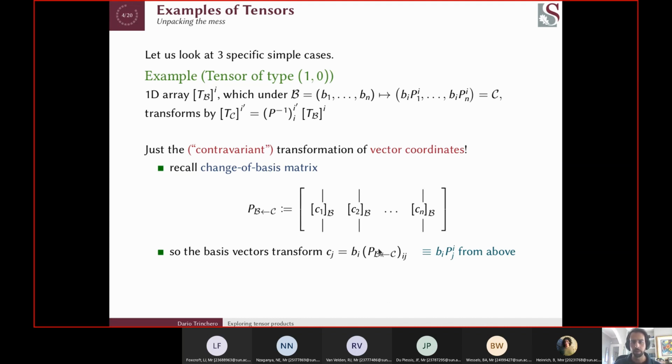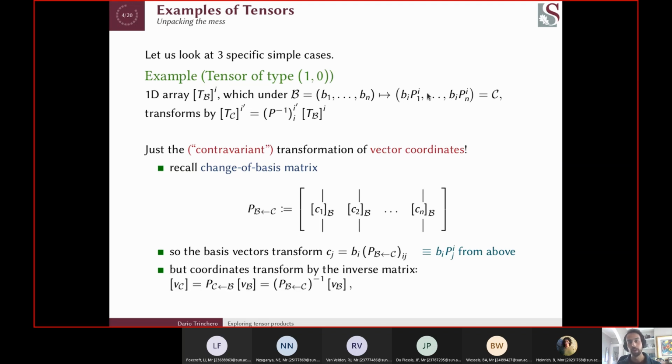And we identified this P matrix here in the notation P transformation from C to B as the P referenced above. Okay? But now the coordinates transform, of course, not according to the change of basis matrix from C to B, but rather the change of basis matrix from B to C, which is the inverse. So you see that that is actually the same as this transformation law up here. In physics, we sometimes call this the distinction between active and passive transformations. I don't like that terminology, but anyway, it's just noticing that if the basis vectors transform in one direction, the coordinates transform in the other.